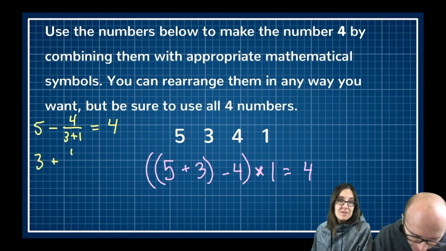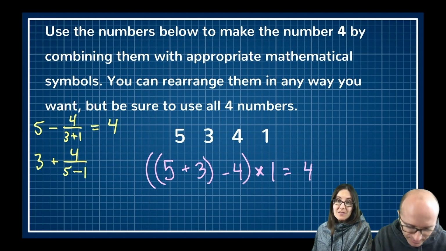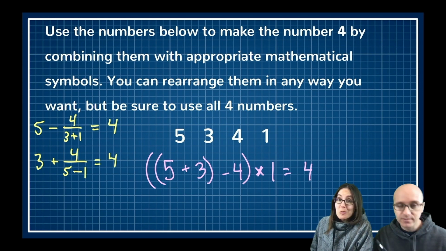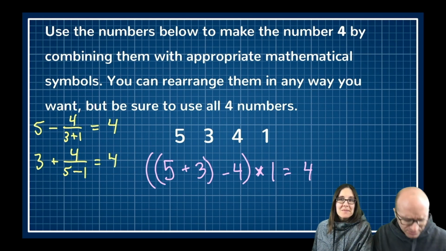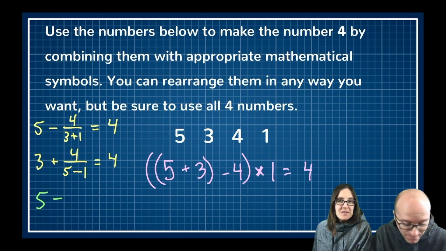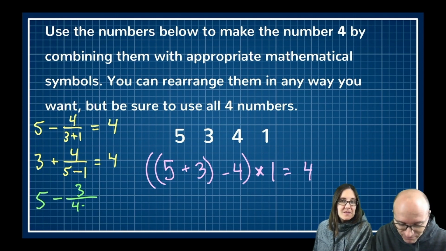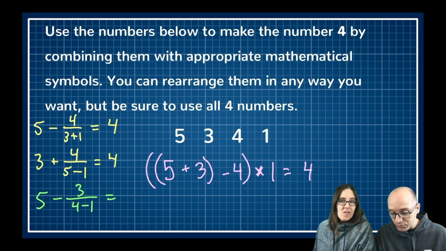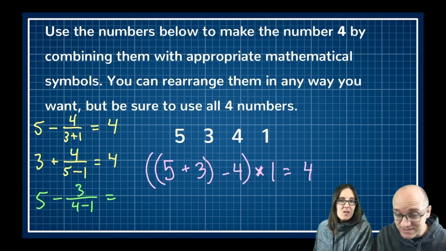Well, I could call that 4 divided by 5 minus 1, because that's the same as 4 divided by 4, and 4 divided by 4 is 1. A slight variation on that: what if we did 5 minus 3 divided by 4 minus 1? So that was another way of doing 5 minus 1.